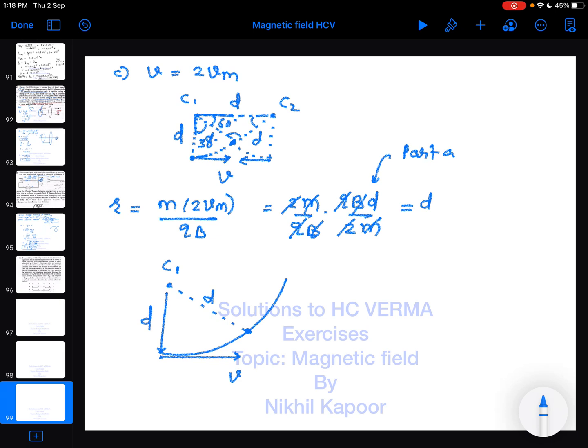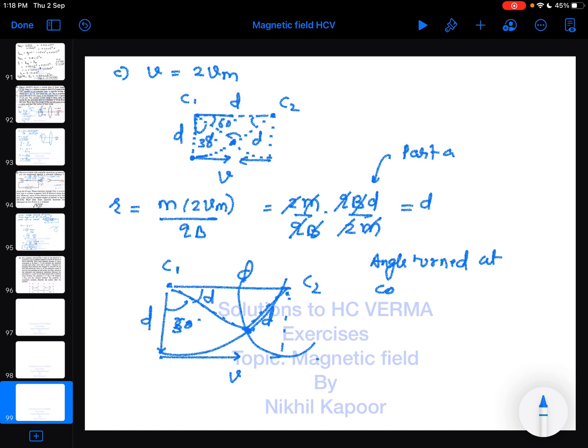Here, at the same separation d, the other particle is here, and this particle is also moving in this direction, so its radius is also d, separation is d, this is d, this is d, so this is 60, so this will be 30 degrees. Okay, so the angle turned is 30 degrees. The angle turned at the collision point is 30, that is pi by 6 radian.